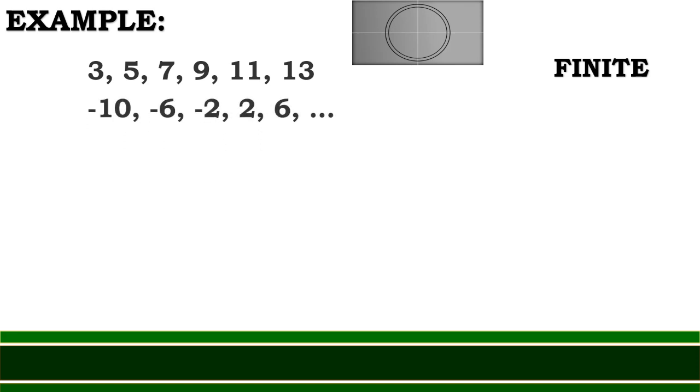Another. How about this sequence? Can you identify if this is finite or infinite? Okay, this sequence is an example of infinite sequence. It's easy to identify if this is infinite because of what we call ellipses, the 3 dots after the last term. This symbol represents the continuation of the sequence or number.